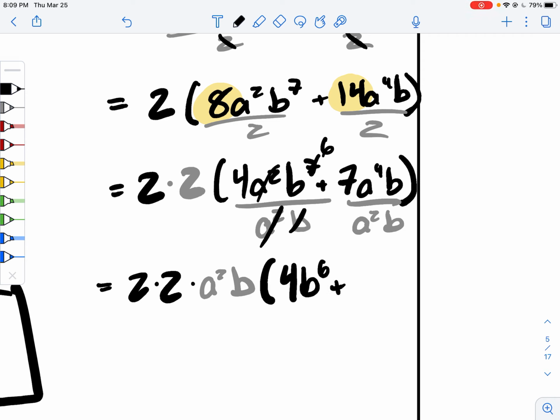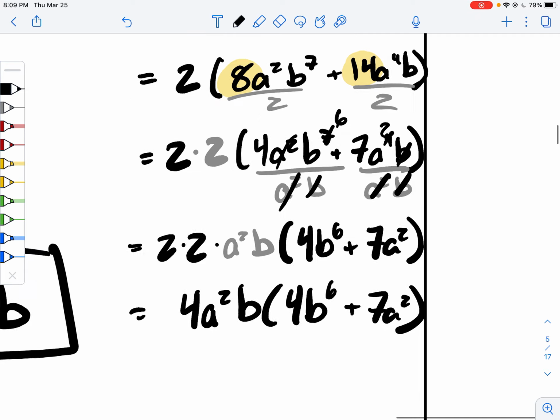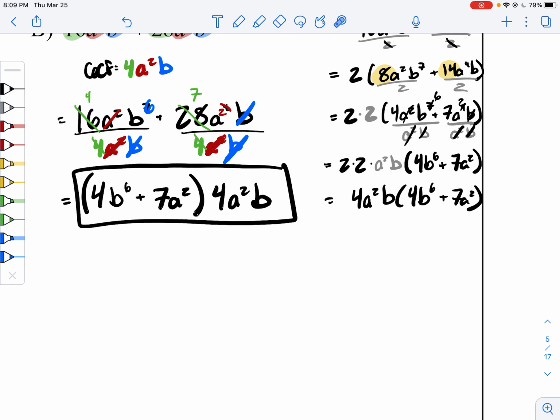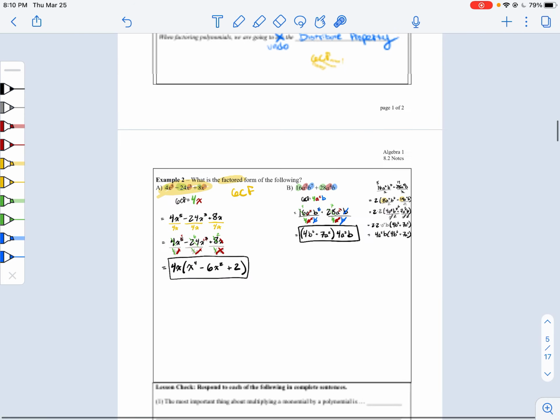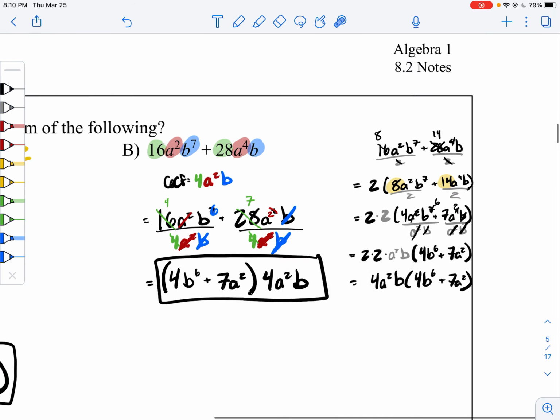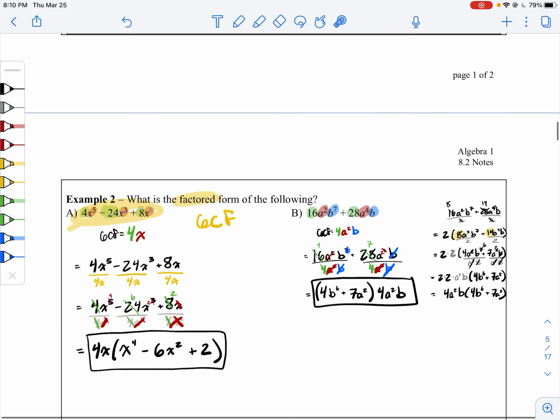4b to the 6th plus 7a squared. You multiply all these together, 4a squared b times 4b to the 6th plus 7a squared. It's messy, but it is the same thing as this one right here, 4b to the 6th plus 7a squared times 4a squared b. Sweet. So you can go multiple steps, and that's fine. It's up to you. You can tiptoe through the problem, or you can take some leaps, and that's great as well.